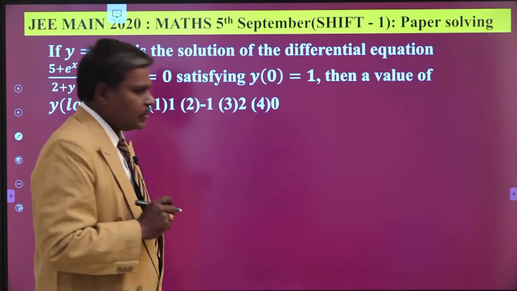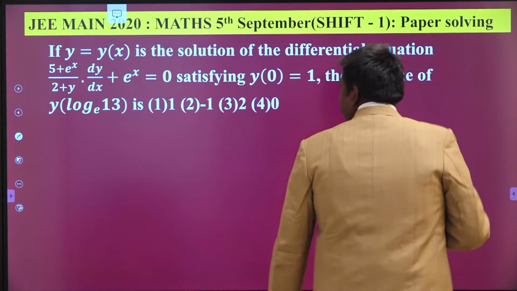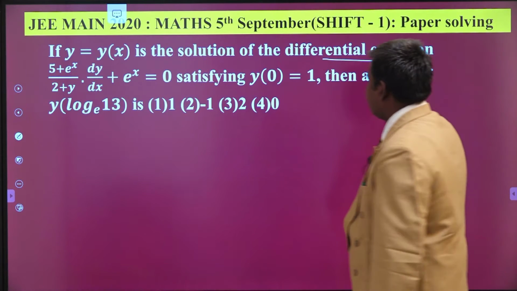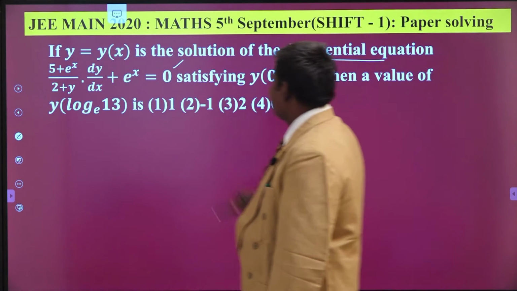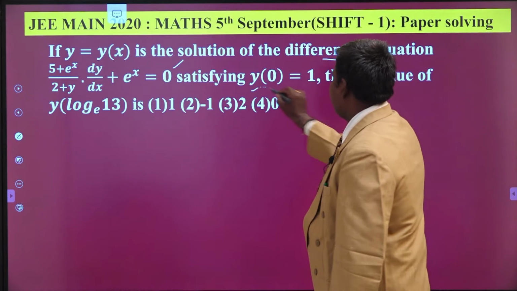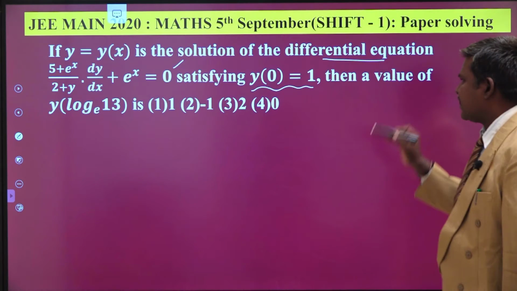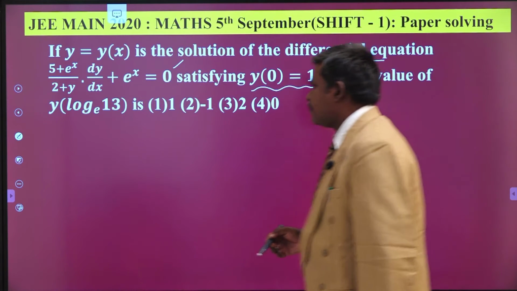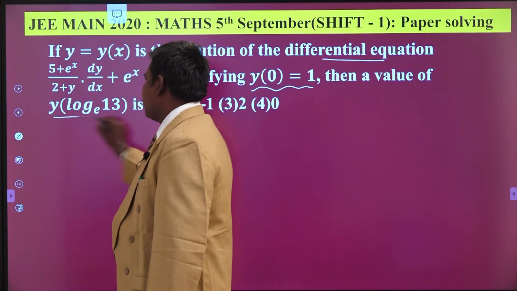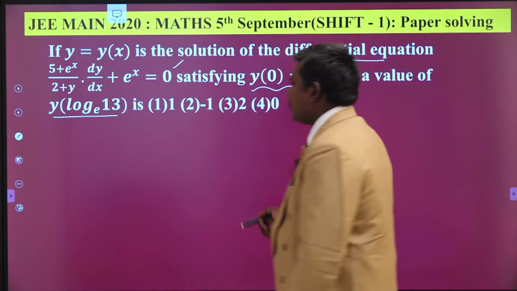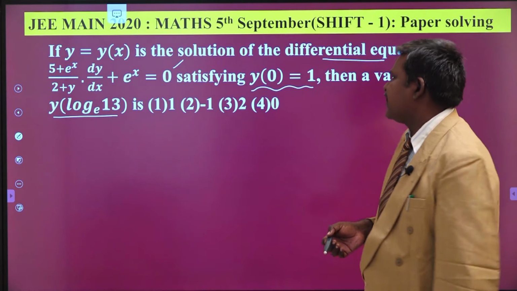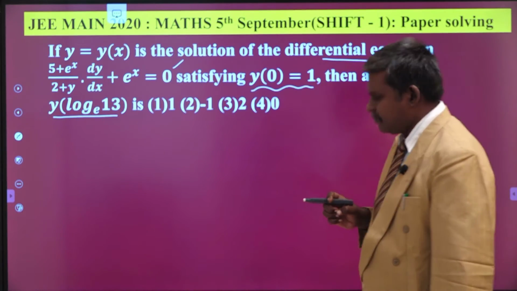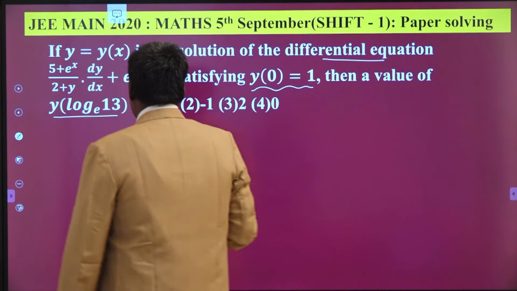Okay. See the next question. y is equal to y of x is the solution of this differential equation in this manner. It satisfies y of 0 is equal to 1. We mean at x equal to 0, y is equal to 1. Then the value of y of log 13 to the base e. That means when x is equal to log 13 to the base e, what is the value of y they are asking. So this is a simple question related to the differential equation. Let us try to solve this one first of all.